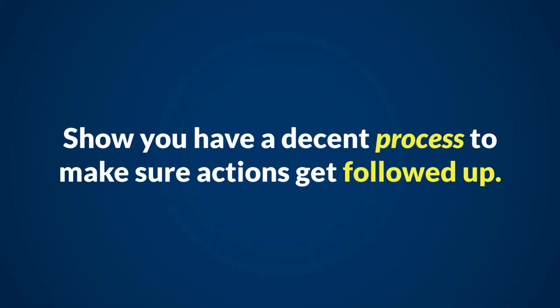Right, so you see there's a bit of a process here. Diary reminder, talk to the colleague, find out if they're on track. If they're not on track, find out why they're not on track. Escalate to a senior person, your boss. Escalate to your boss's boss in some kind of management review, and so on. Now you don't have to copy that. You can come up with your own process, but just show that you've got a decent process to make sure the actions get followed up.